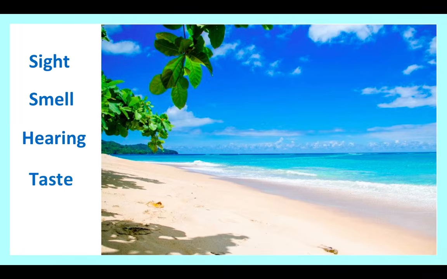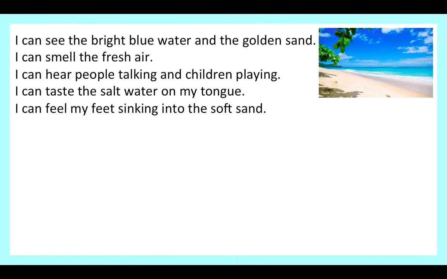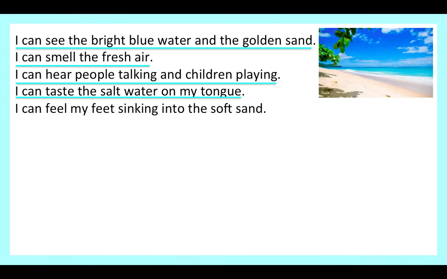Now let's have a look at another example. Again, try to use your 5 senses to describe the image. A simple way to describe the image would be to say, I can see the bright blue water and the golden sand. I can smell the fresh air. I can hear people talking and children playing. I can taste the salt water on my tongue. I can feel my feet sinking into the soft sand.